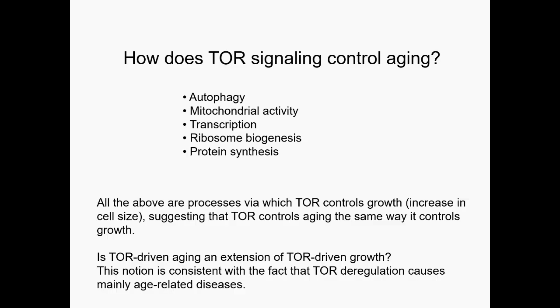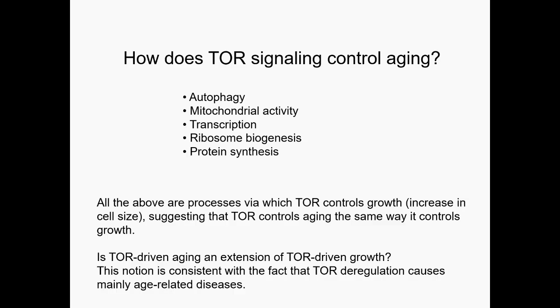So that means there's a common mechanism by which TOR controls the growth process and the aging process, which means that this might explain why TOR is involved in all these age-related diseases. It's just an extension of its growth-promoting role when an organism is young, and then once it reaches adulthood, it continues to activate these processes inappropriately, let's say, to drive now the aging process.